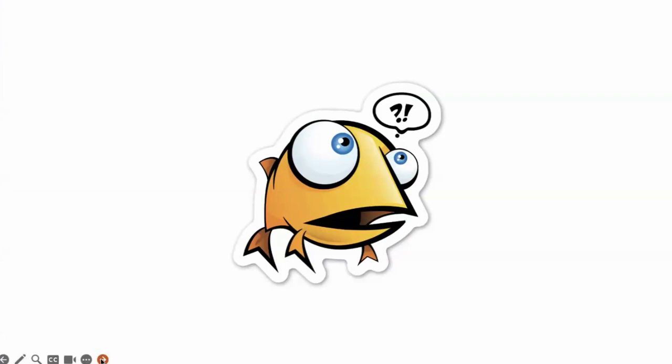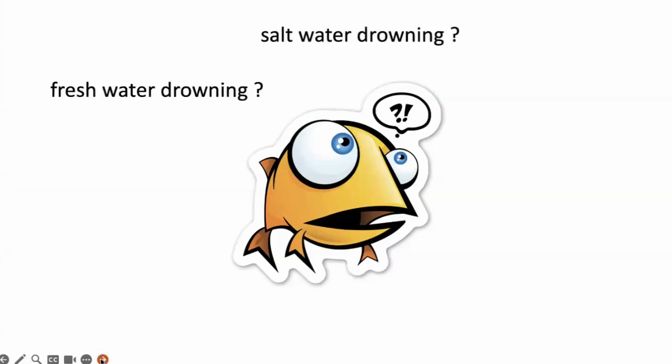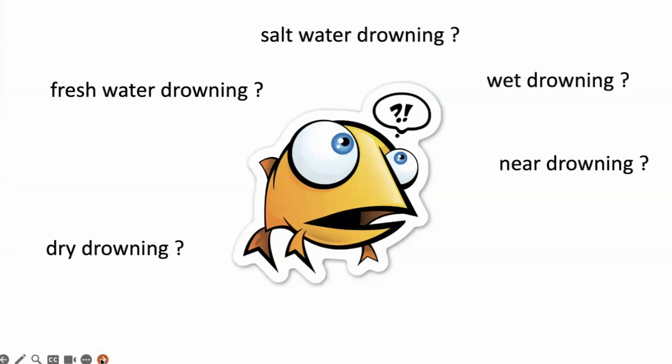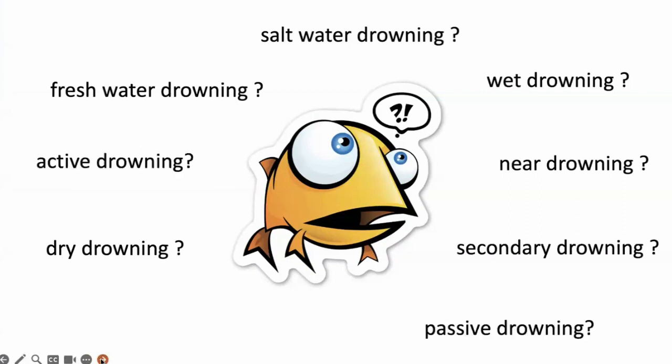And there's a lot of old terminology that you might find in the literature or online, or when you talk to people. So you might hear saltwater drowning, freshwater drowning, near drowning, dry drowning, wet drowning, secondary drowning, active drowning, passive drowning, delayed presentation of ARDS, all these terms. And all of these terms are outdated. Actually, it's become much more simplified recently.